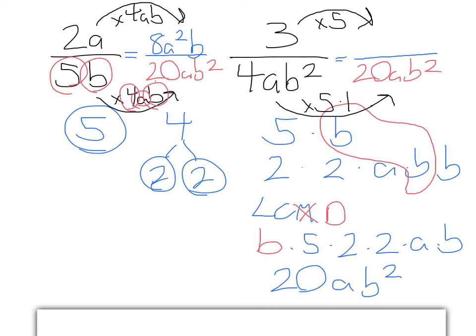Now for the other numerator. 3 times 5 times 1 times 1, but we just said that's nothing more than 5, is of course going to give us 15. We got it. 8a squared b over 20ab squared is equivalent to 2a over 5b, and 15 over 20ab squared is equivalent to 3 over 4ab squared. That's how we do it, folks.